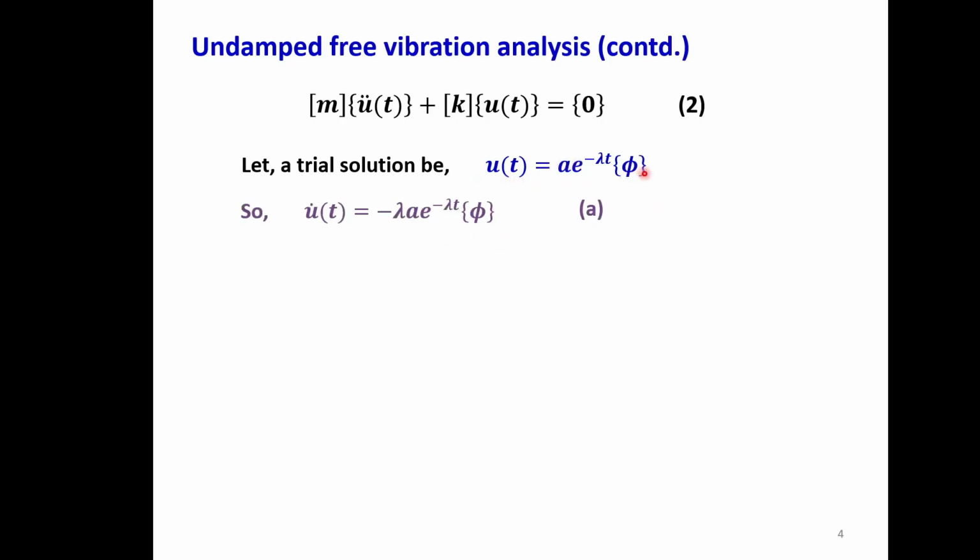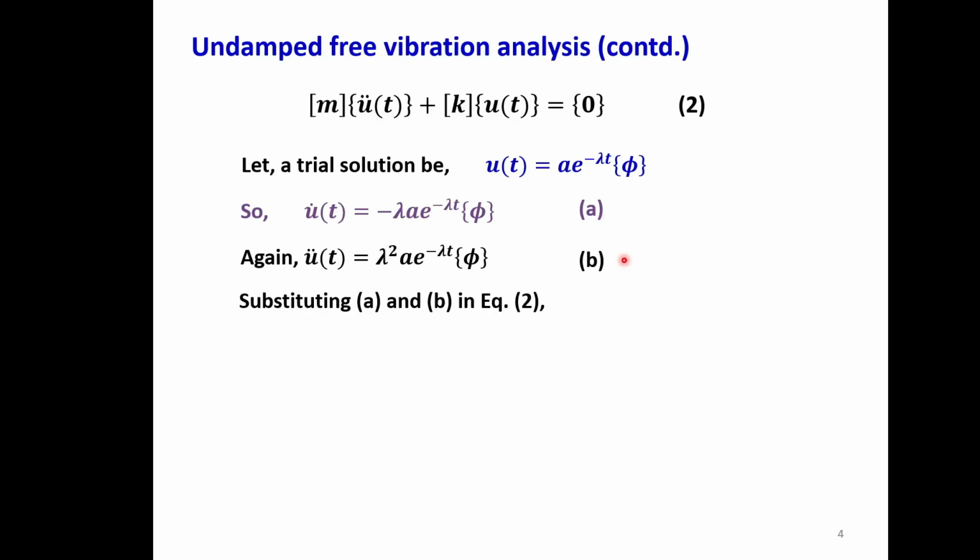So if we differentiate this trial solution, we get u dot equal to minus lambda a e to the power minus lambda t phi. Let me mention that phi has been introduced to capture the spatial distribution of masses. Now we differentiate this again, we get equation b: u double dot(t) equal to lambda square a e to the power minus lambda t phi. Let us label these a and b, and substitute in equation 2. Then what we get? We get this equation.